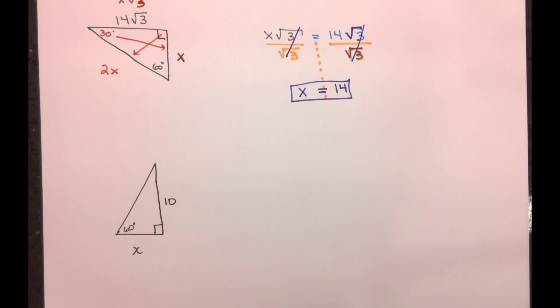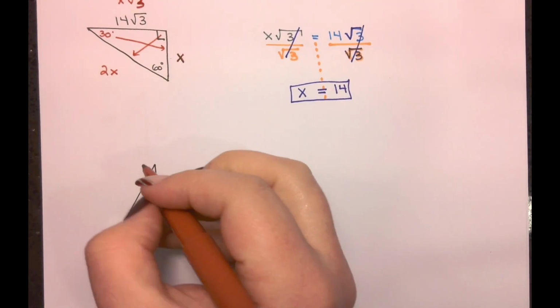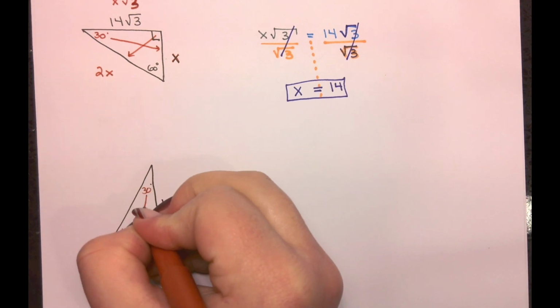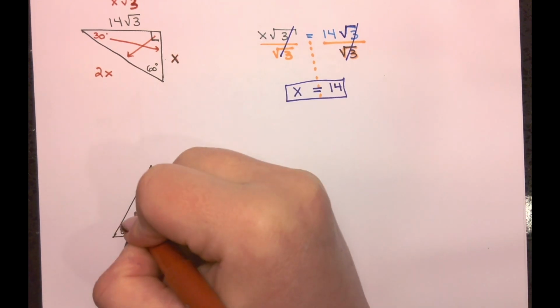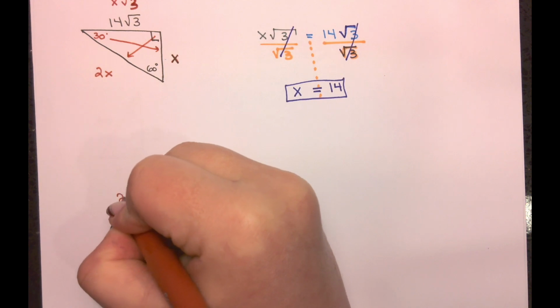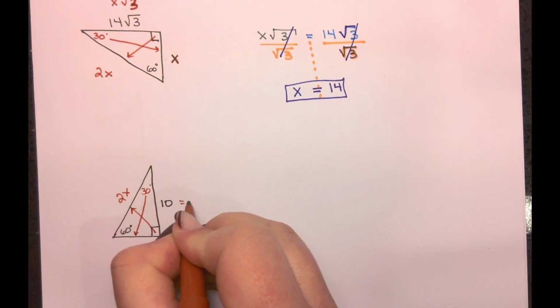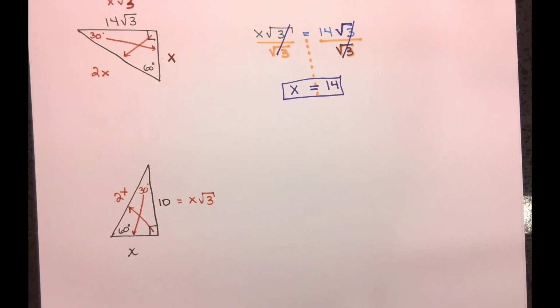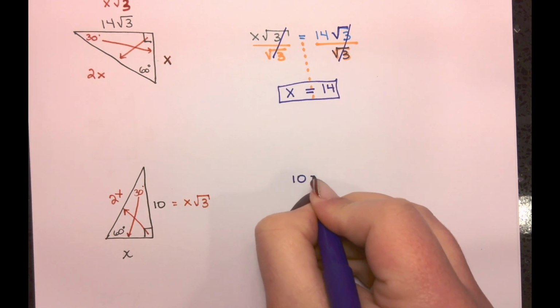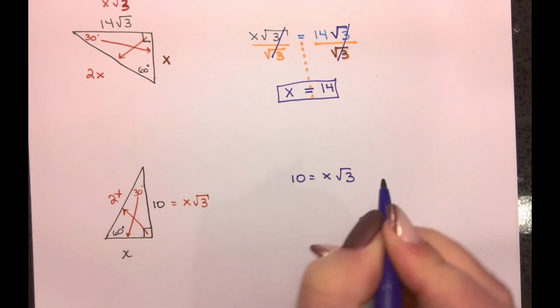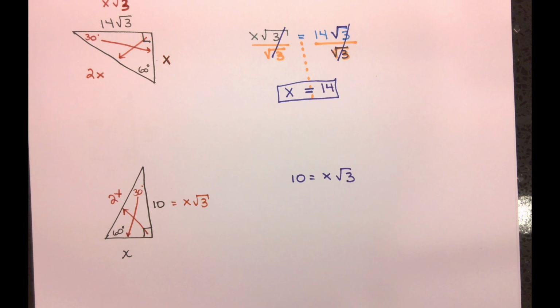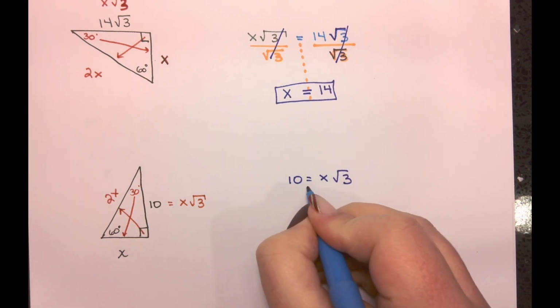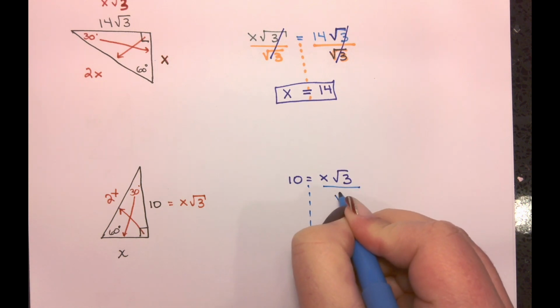All right, let's go again. Okay, where's your 30? Here's your 30. 30 and X, so they already gave us X. 90 is your 2X. And 60 is your X root 3. Okay, set up your mini equation. We have one mini equation: 10 is equal to x root 3. So just like the two examples prior, we're going to have to solve for x. Take your radical, your square root of 3, divide it.